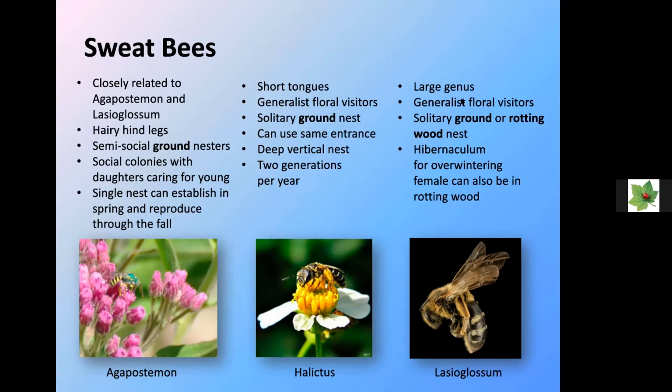With also this Lasioglossum, they are also generalists and forage on the different types of flowers. They can be both a solitary ground or rotting wood type of an area, and the hibernaculum for overwintering females can also be in rotting wood. So these are kind of the 3 main guys that we have here: the Agapostemon, the Halictus, and the Lasioglossum. And I apologize for not being able to pronounce these very correctly.